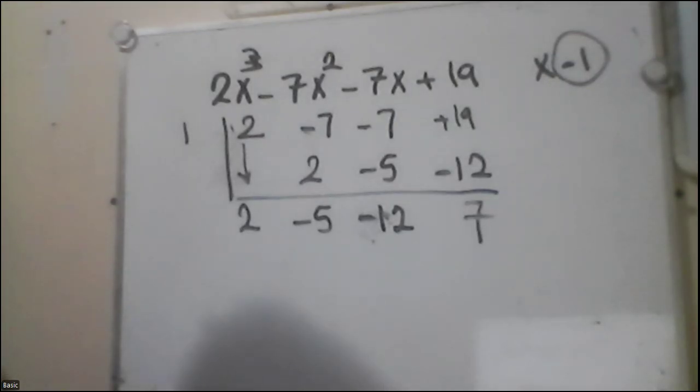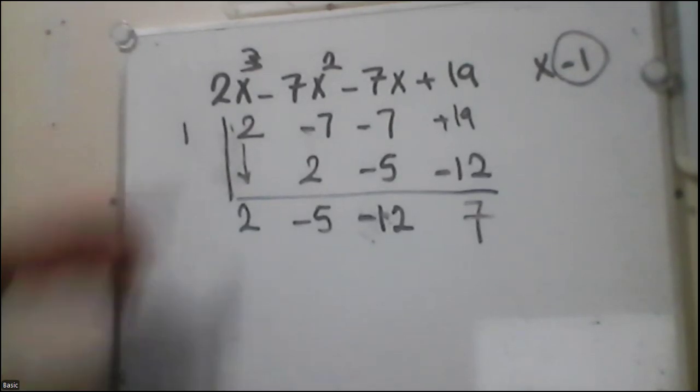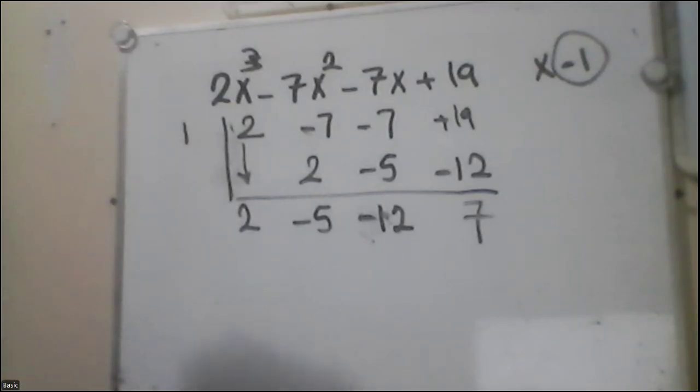So what is the meaning of this? What do we mean by these outcomes or results? It's very easy now to understand it. This will be x squared, not x cubic. Okay, guys?